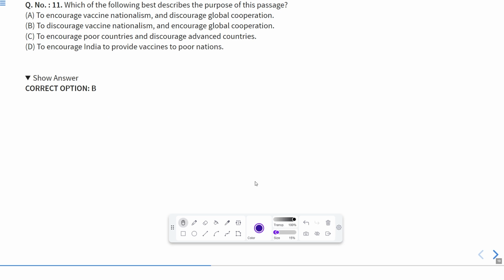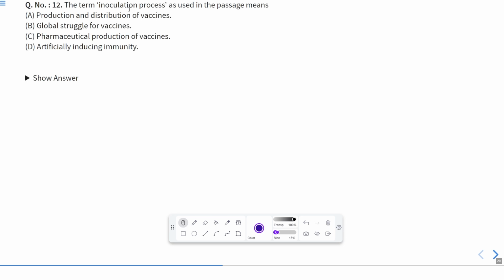Now let us move to the next one. The term inoculation process used in the passage means: production and distribution of vaccines, global struggle for vaccines, pharmaceutical production of vaccines, or artificially inducing immunity. So, what is the meaning of inoculation? As I told you, the inoculation process is a process of introducing a pathogen or antigen to stimulate the production of antibodies.